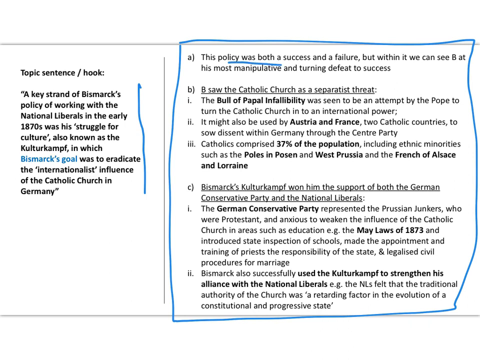Notice it was both a success and a failure. This is A-level, don't be simplistic. It can be both. This is where you can make the distinction between short-term failure, long-term success. Use that sort of language to say it's not as simple as saying it was a success or a failure. It was elements of both. So again, notice the detail. You're showing that sort of knowledge, the percentages, the names of places where the threat existed, and then the policy itself, the May Laws of 1873, the type of details.